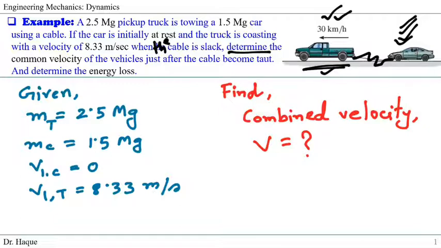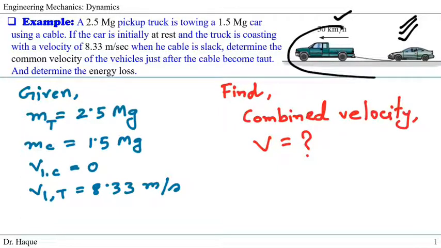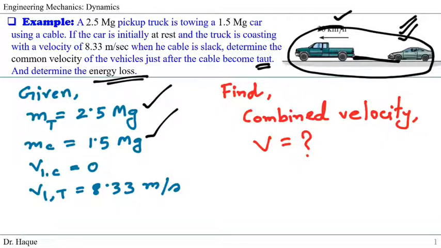We have to determine the common velocity. What is the common velocity of the entire system, truck and car together, just after the cable becomes taut? When the cable becomes taut, what is the common velocity of both of them? And also determine the energy loss. So the givens are the mass of the truck and the mass of the car. The car starts from rest, so its initial velocity is 0. The initial velocity of the truck is 8.33 meters per second. We have to find the combined velocity of both vehicles, and also the energy loss.